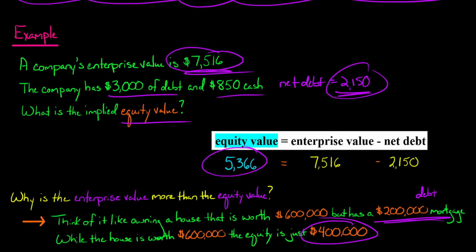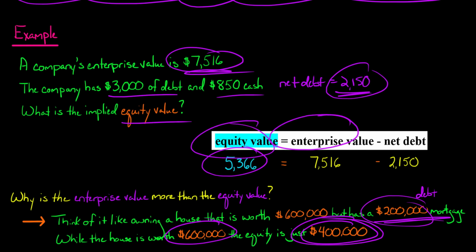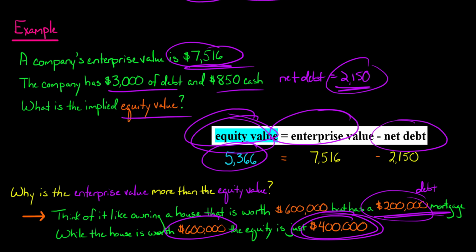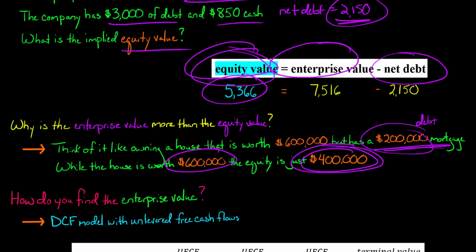So the house as a whole, just say, hey, forget about debt, equity, just what's the house worth? $600,000. But what is the value of your equity? That's $400,000. That's the value of the house minus the debt. So when we think about the equity value of the company, we think about the value of the entire firm, the enterprise value, minus the net debt is the equity value, that value that pertains to those common shareholders, right, the owners of the company.